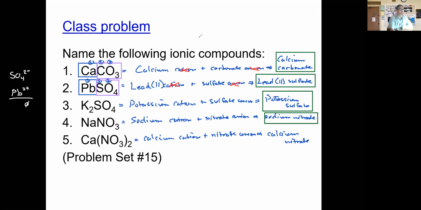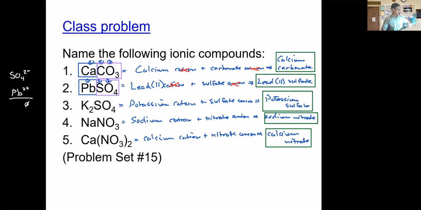All right, so that's how you go about doing this, folks. Again, it starts out with memorizing the names of these polyatomic ions. You've got to be able to do that. Once you have that done, I think it ends up being pretty straightforward, because you can identify them if you see them in the formula.